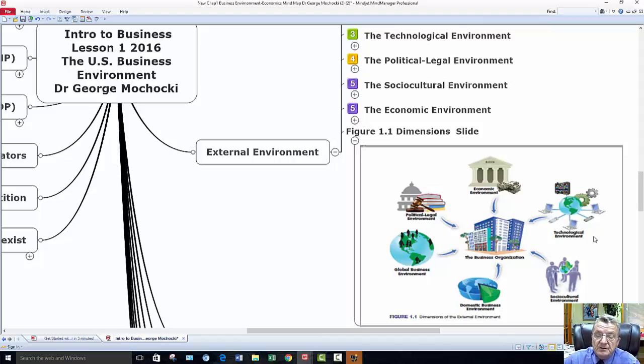Then I'm looking at the global environment. Are the global companies here? Where do I get my supplies? Where do I get my goods? Can I sell overseas? I have Mexico, I have Canada, I have the European Union. We've got trade packages. Right now politically, we don't have anything with the Asian countries. The trans-Pacific, or what do you call it, trade pact. That's a big debate right now in business. I'm not trying to take one side or the other.